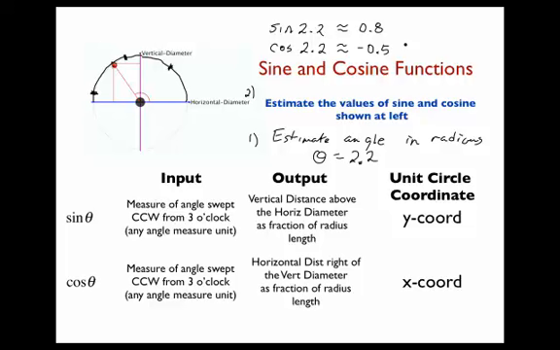There it is, 0.80, right? It's telling you the fraction of a radius that you are above the horizontal diameter. That's what that number is telling you. Put in cosine of 2.2. Negative 0.59, so 0.6. And we see that's a little bit further than halfway. Negative 0.5 is a good estimate, but we can see that it's a little further, negative 0.6. That's what the cosine is telling you. As a fraction of a radius length, how far you are to the right of the vertical diameter.